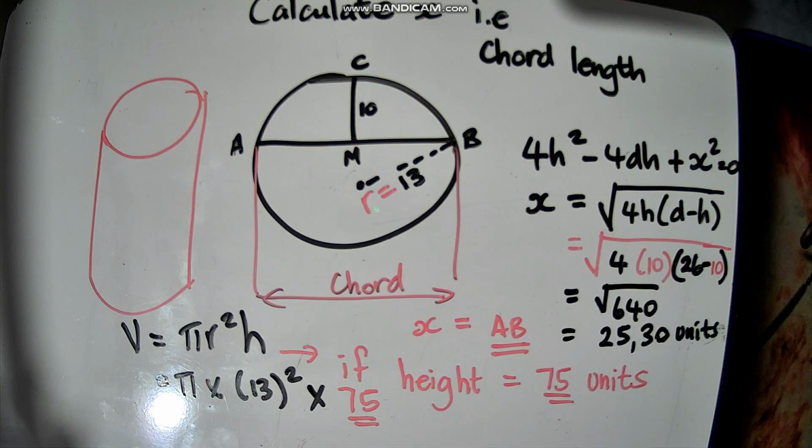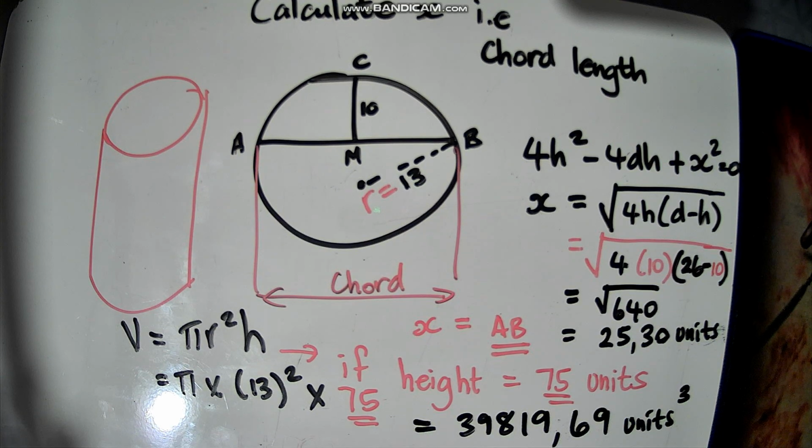So multiply all that out on your calculator. Don't forget it's 13 squared. So 13 squared times 75 times pi equals. Right, that will be my answer. And do note that volume is in units to the power 3, so it's units cubed.